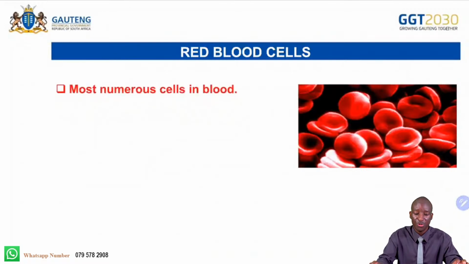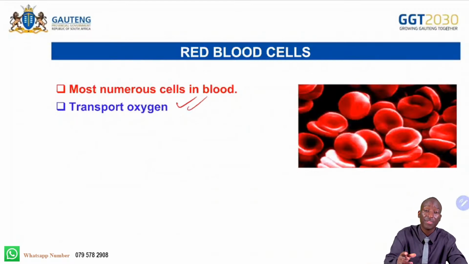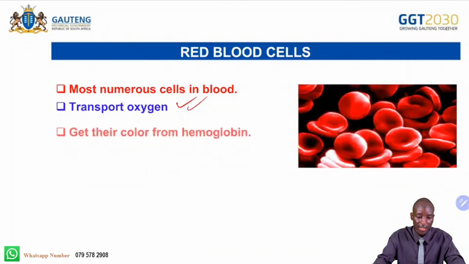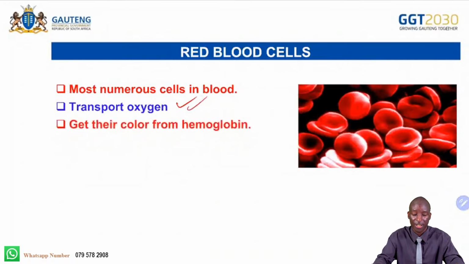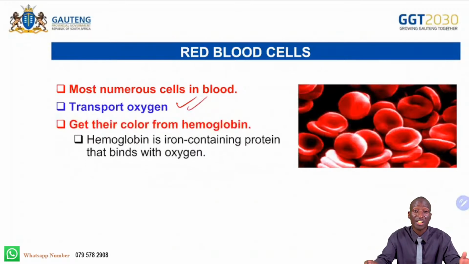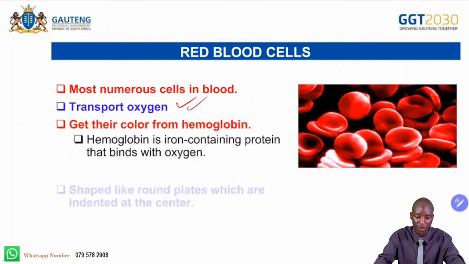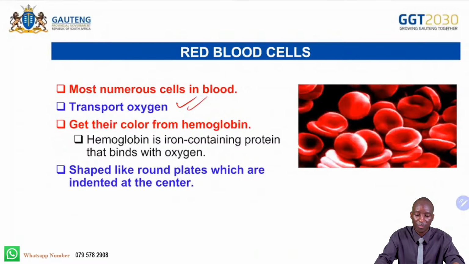We come to red blood cells, right? These are the most numerous cells in the blood, meaning to say that they are the ones which have got a high number. They transport oxygen. They get their color from what's called hemoglobin. That's the one which gives the red color to these blood cells, hence the name red blood cells. What is hemoglobin? This is an iron-containing protein that binds with oxygen. They are shaped like round plates which are indented at the center, okay?